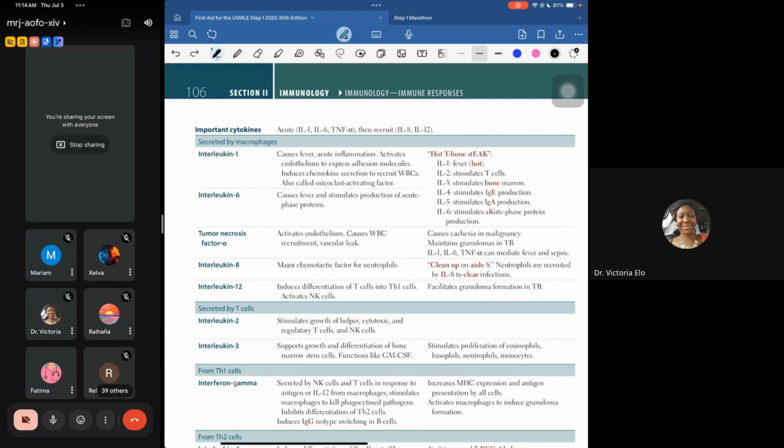What is the patient at most risk of? The patient is at most risk of TB reactivation and dissemination.